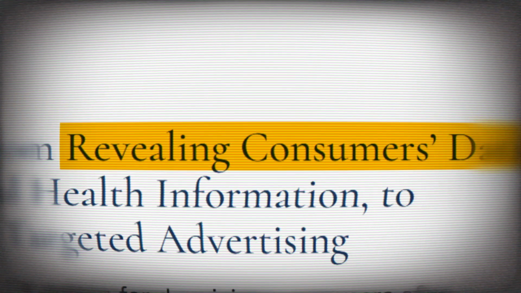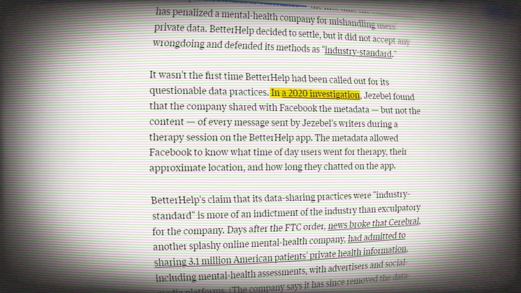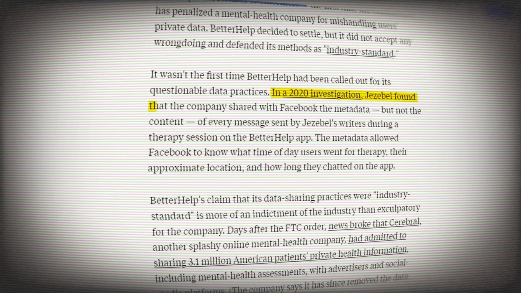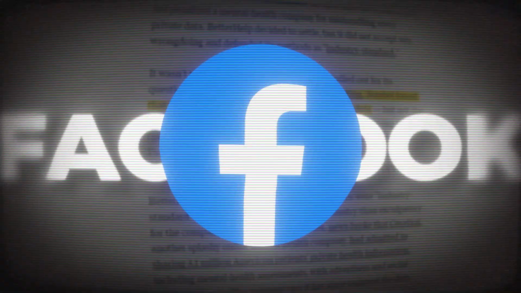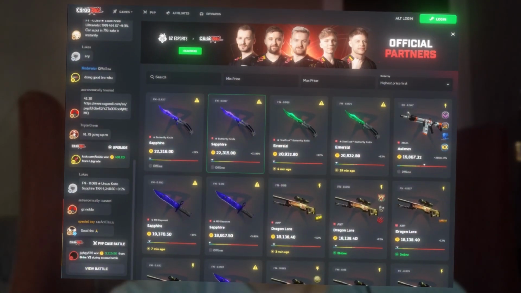Not only that, but BetterHelp has been exposed to sell all of your data to corporations for marketing purposes. Back in 2020, an investigation revealed that BetterHelp was allegedly sharing the metadata of therapist conversations with Facebook. And with that, they're back stronger than ever with their ads all over every creator's page. So now, while you absorb all of that, let's move on to CSGO gambling.